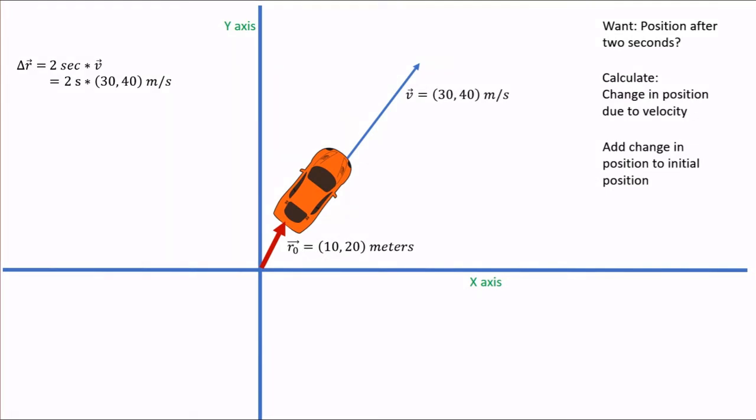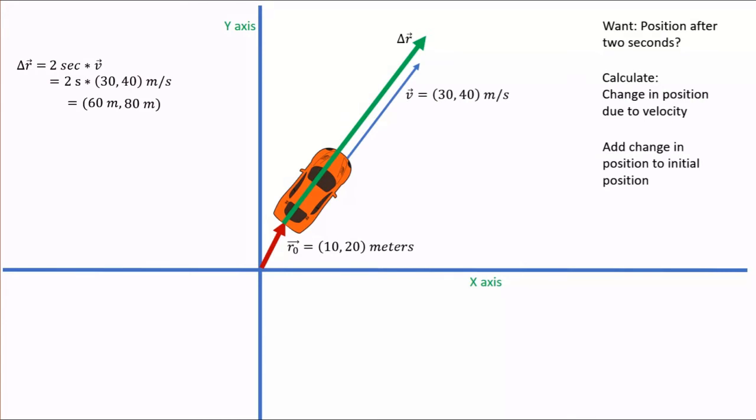It's really quite simple. When you multiply a non-vector by a vector, you simply multiply each component of the vector by that non-vector. So we multiply 2 seconds by 30 meters per second, and get an x component of 60 meters. We then multiply 2 seconds by 40 meters per second and get a y component of 80 meters. So our change in position vector is 60, 80 meters. We call the non-vector a scalar, by the way.